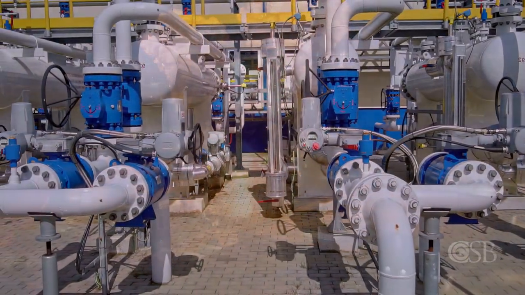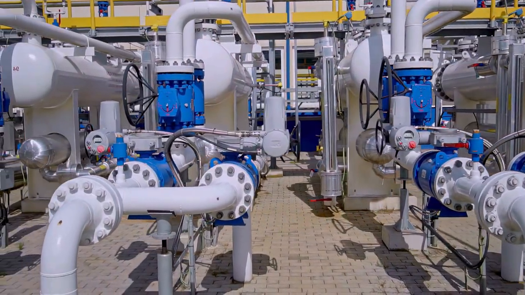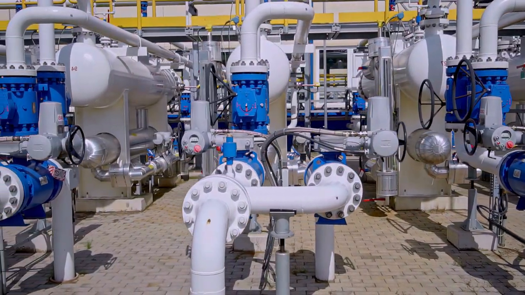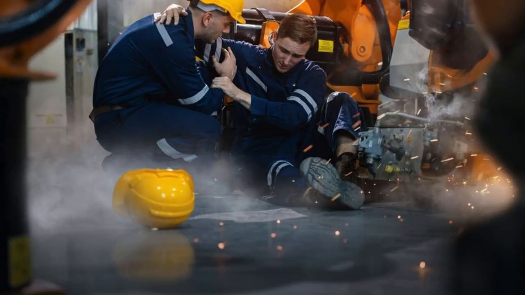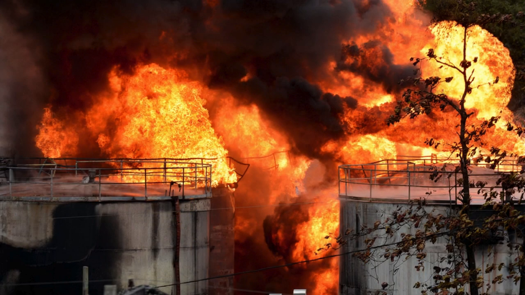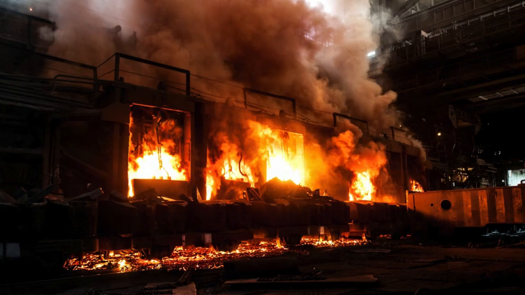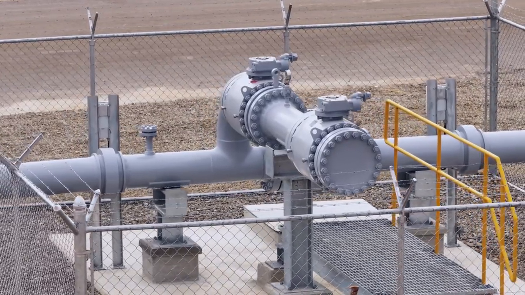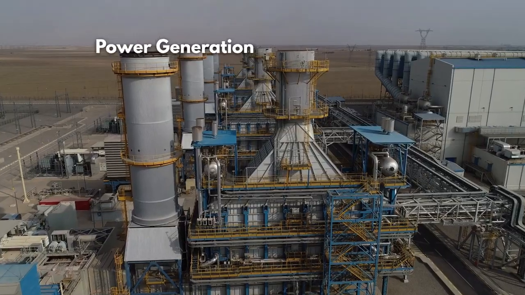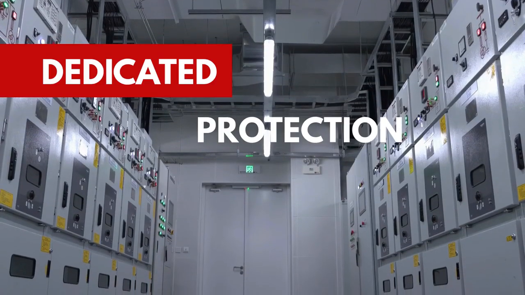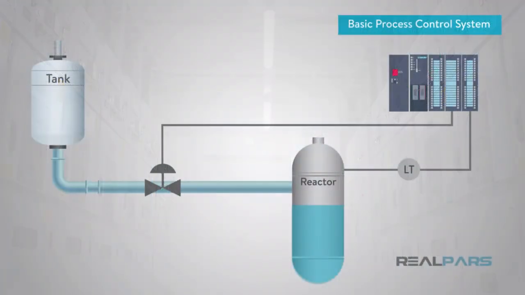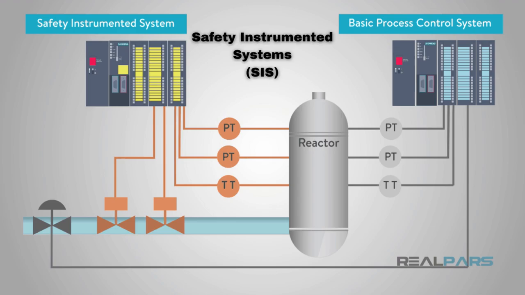Globally, thousands of industrial accidents are linked to process safety incidents, accounting for a disproportionate number of fatalities and economic losses, claiming thousands of lives and causing billions of dollars in damage annually. Because of these severe consequences, industries such as oil and gas, power generation, and chemical processing rely on dedicated protection layers beyond basic control systems, one of the most critical being the Safety Instrumented System, or SIS.